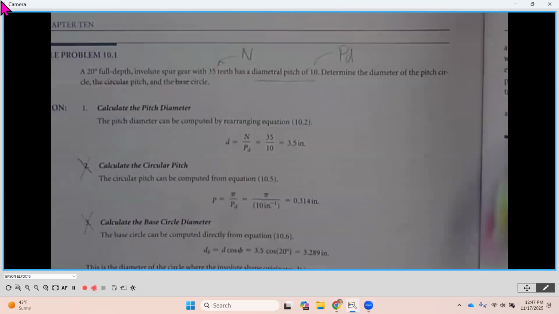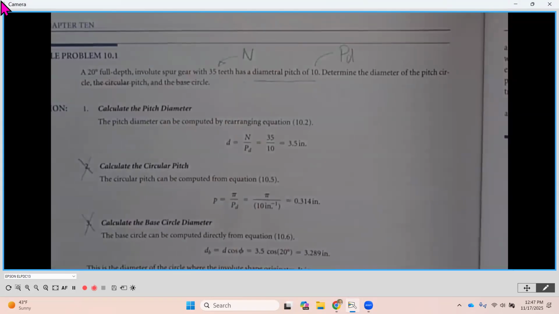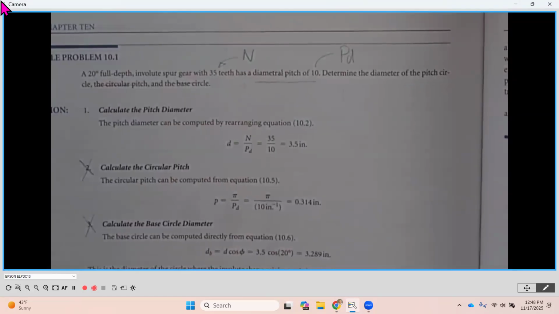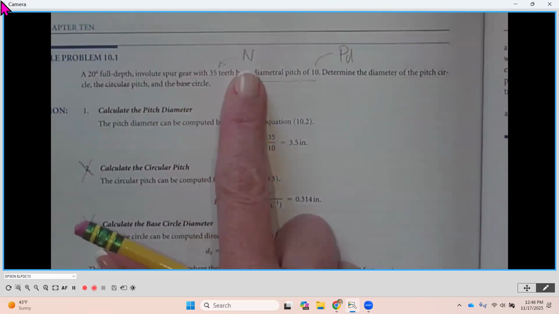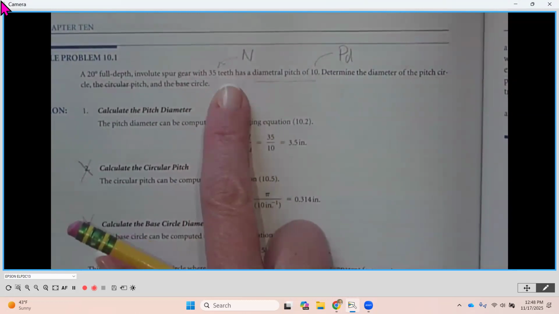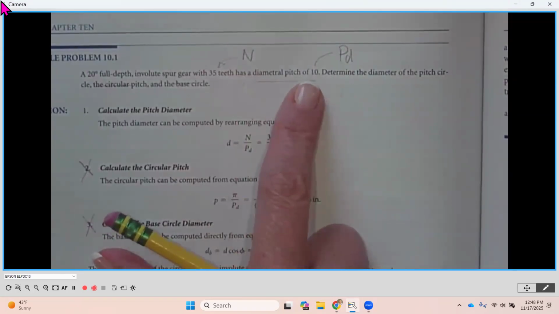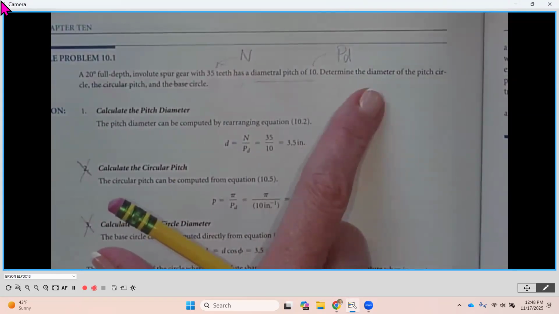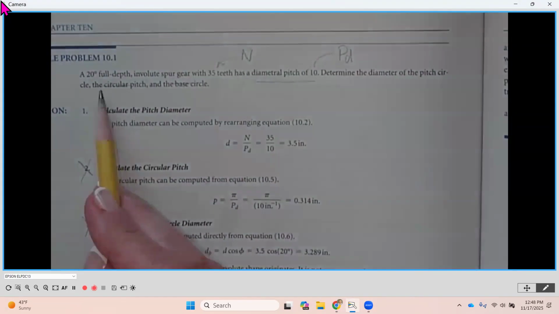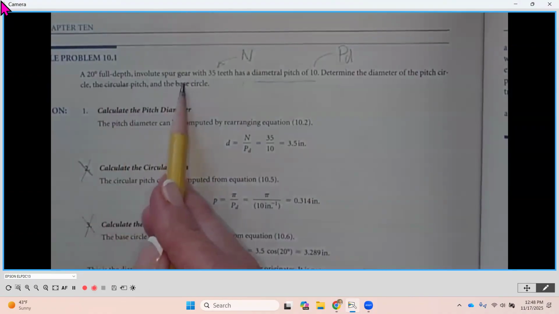And a lot of times you don't even hear somebody say involute spur gear. It's just a spur gear because they're all involute. Okay, so that's a specific profile on the outside of the tooth. It has 35 teeth, so that's going to be our N, capital N, and has a diametral pitch of 10, okay? And that's going to be our P sub D. They want us to determine the diameter of the pitch circle, or the pitch diameter, and then it says also the circular pitch and the base circle.